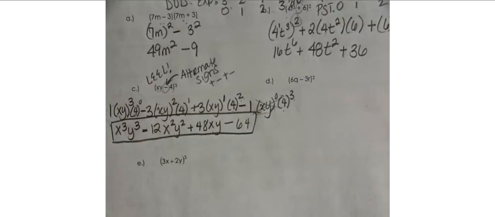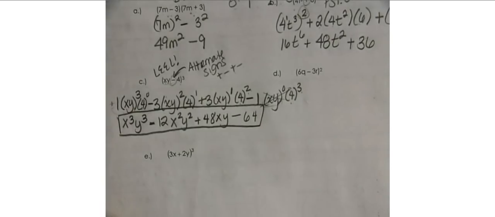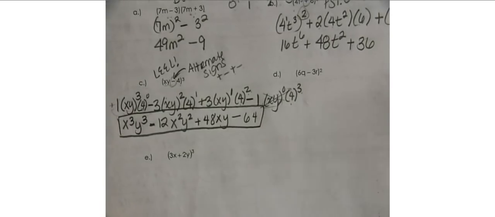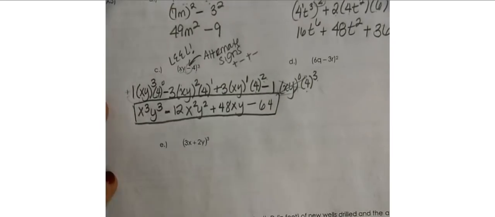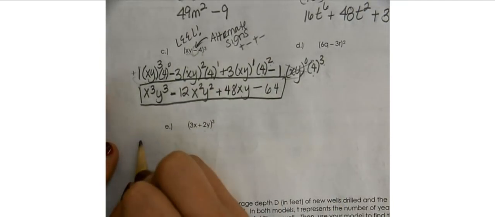x cubed y cubed minus 12x squared y squared plus 48xy minus 64. Let's go ahead and do that again. So I have (3x + 2y) cubed. What I'm going to do is write down my 1, 3, 3, 1, leaving a little bit of space in between my numbers.